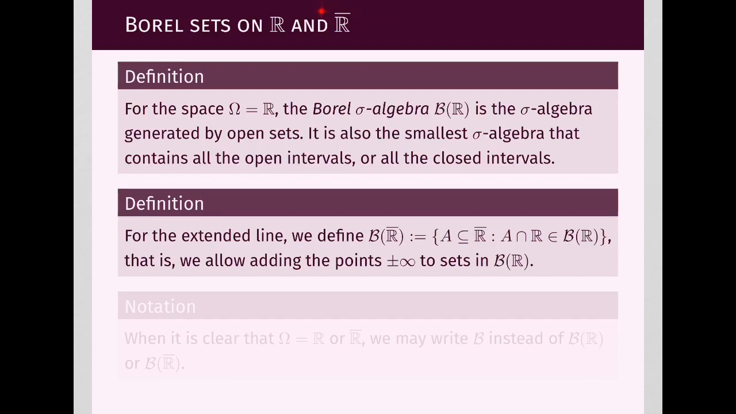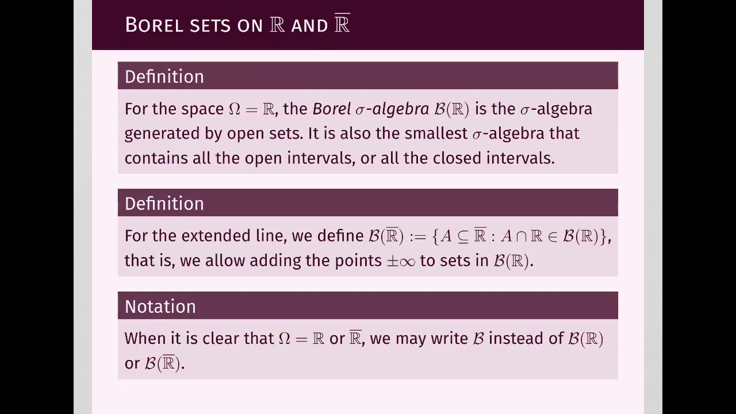Now remember the extended real line, which is the real line where we add two points that we call plus infinity and minus infinity. And for that set, we define the Borel sigma algebra as the family of subsets which are given by a Borel set on the real line, maybe adding points plus or minus infinity to it. So these are exactly the sets that when we intersect with the real line, meaning we take away plus or minus infinity in case they have it, become a Borel set on the real line.